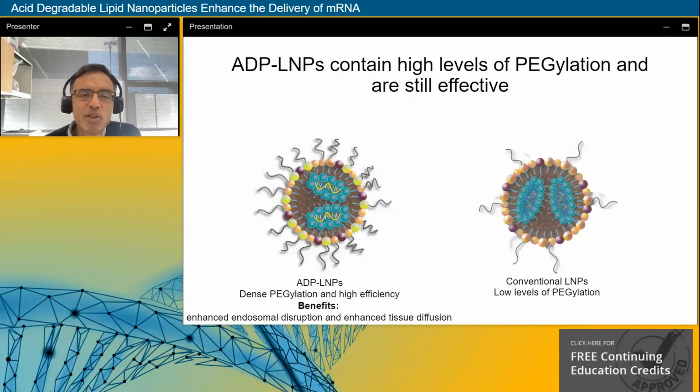It turns out that having large amounts of PEG can be beneficial for multiple reasons. It enhances the circulation half-life, and it also enhances the diffusion through dense tissue. And this can be very helpful if you're trying to transfect tissues like brain where you have to do an intracranial injection. I'll discuss some data on that later today.